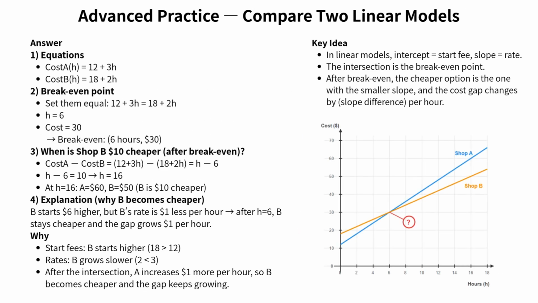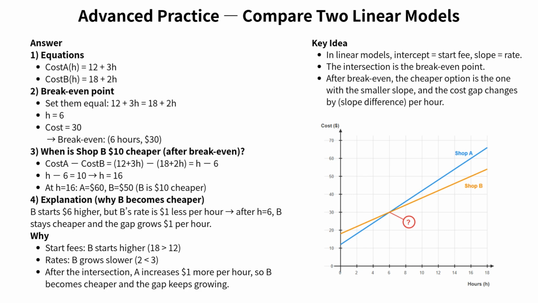Alright, let's go through the full solution step by step, and make sure the algebra matches what the graph is telling us. First, we write the equations for both shops. Let H be the number of hours. For shop A, you pay a $12 start fee, and then $3 per hour. So the model is, cost A of H equals 12 plus 3H. For shop B, you pay an $18 start fee, and then $2 per hour. So the model is, cost B of H equals 18 plus 2H.